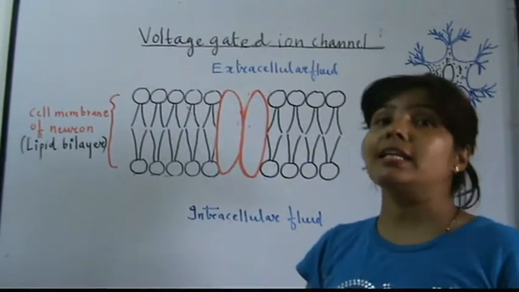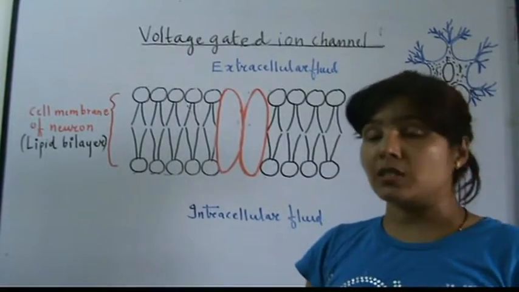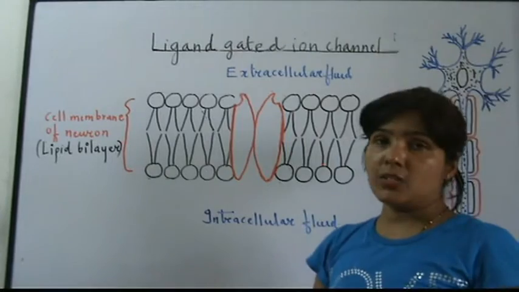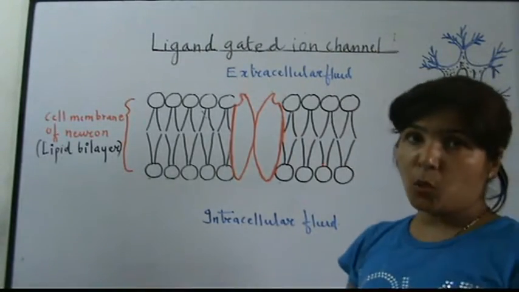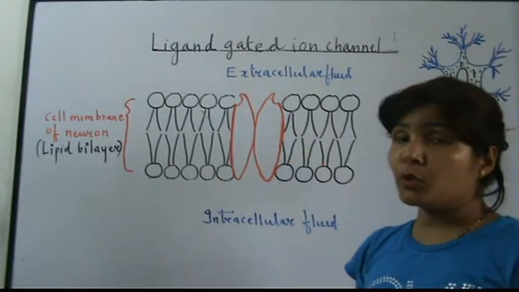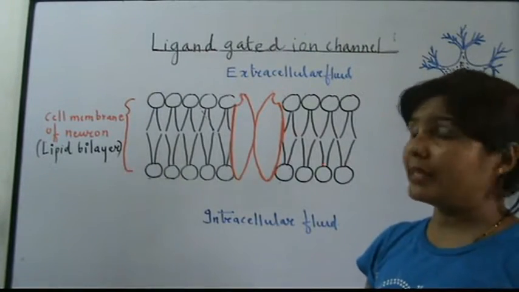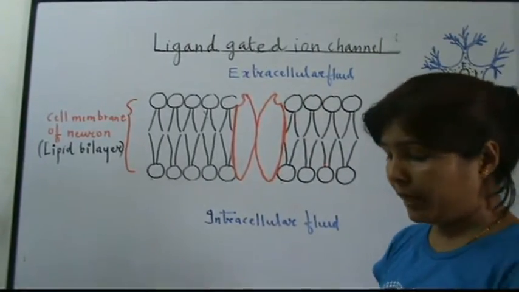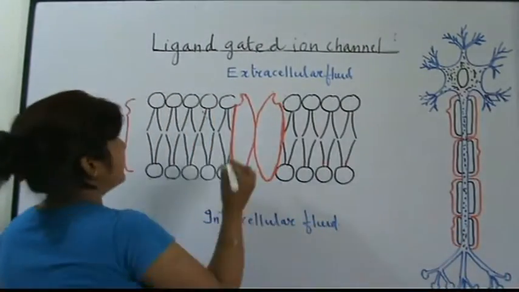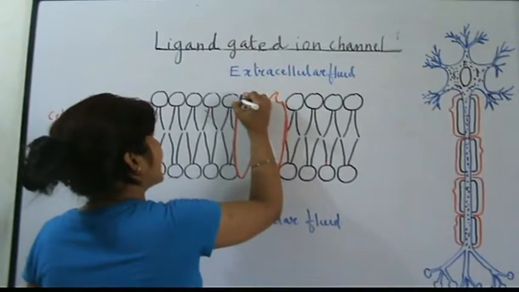Now let's see the ligand gated ion channel, which is the last one but not the least one. You can see this is a ligand gated ion channel and the ion channel is closed. These ion channels open when ligands, specific molecules called ligands, come and bind to their binding sites. So these are the binding sites where the ligands are going to come and bind. So let's see the ligand coming and binding to that site.